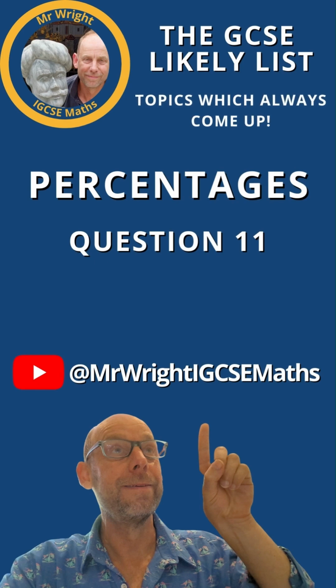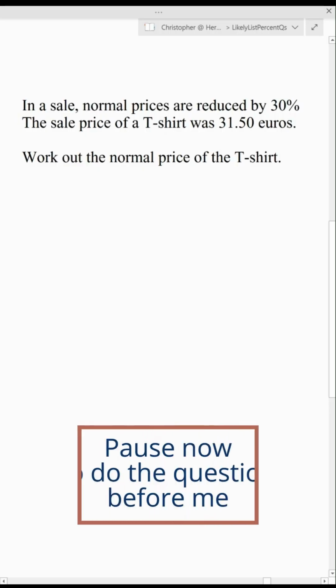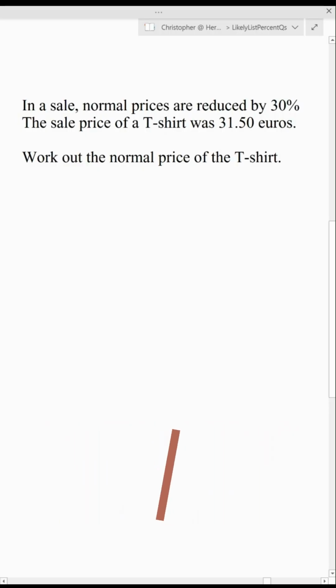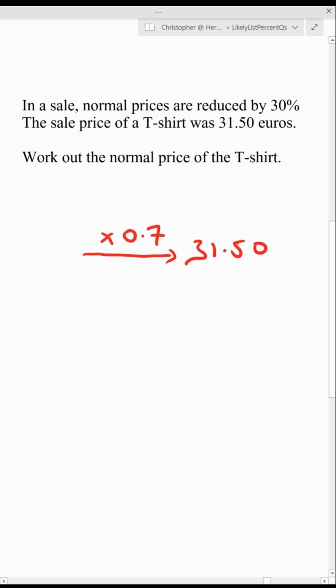Pause now to do the question before me. So the sale price is €31.50, and that's after a reduction of 30%. So it's after being multiplied by 0.7. So the original price must be 31.5 divided by 0.7, which gives me an original price of €45.